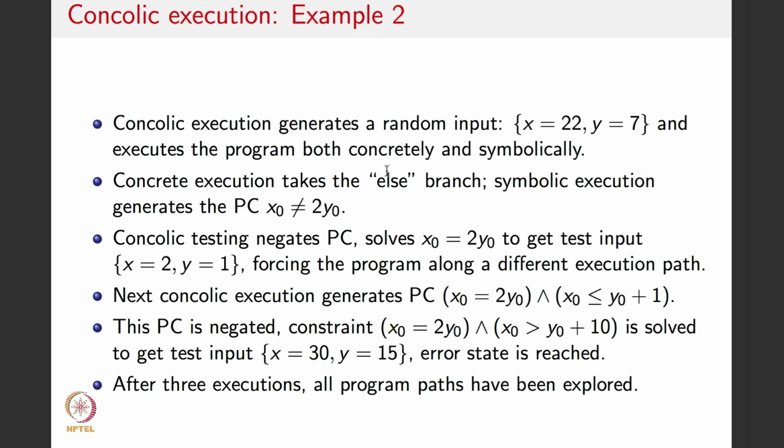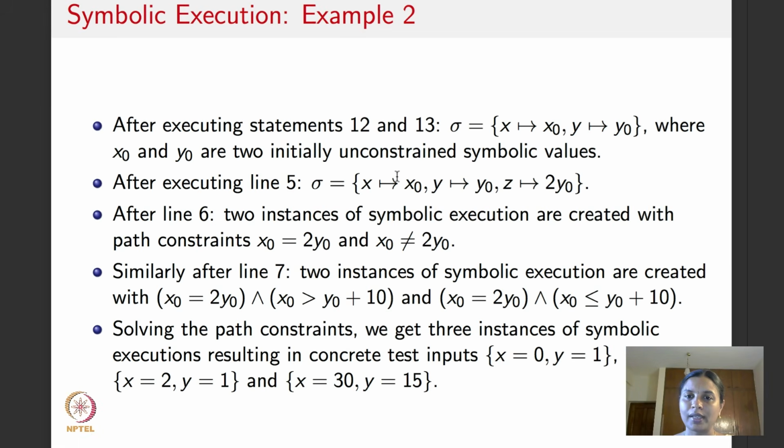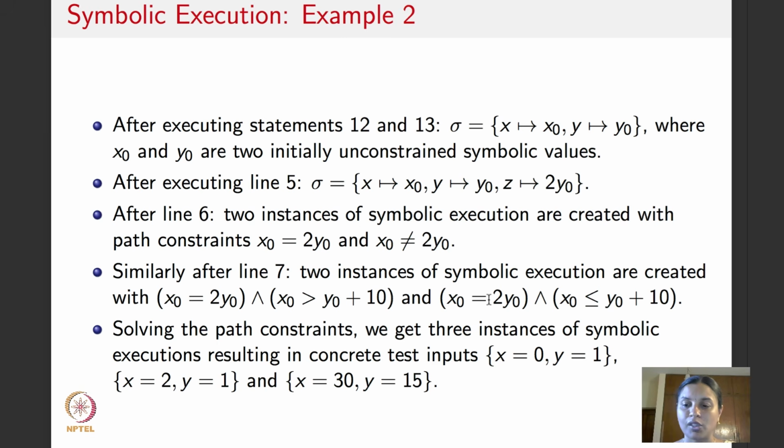So if I take that other example that I told you in the last class, let me go back to show you that example. It took two inputs x and y, set z to twice y, and then checked whether z is equal to x. If it is, then it checks whether x plus y is greater than 10, and then there is an error. This was the program. Here, if you remember, the symbolic state was x is x naught, y is y naught, z is 2y naught. These were the path constraints: x naught is equal to 2y naught, and x naught was not equal to 2y naught, and this was after the second if statement was executed.